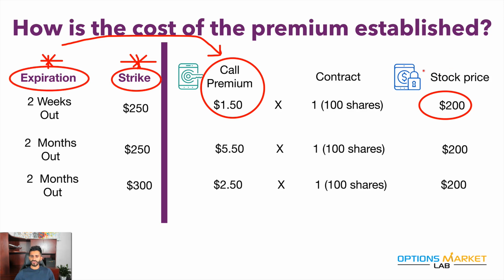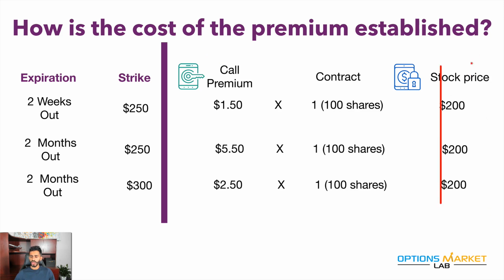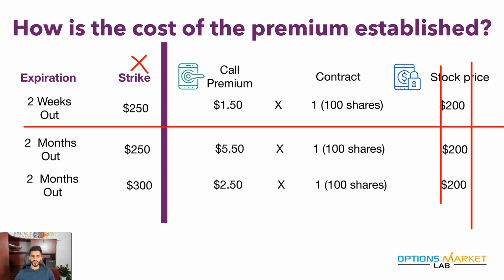Let's say the stock is trading at $200 right now. I'm going to give you three scenarios. In the first scenario, we buy a strike price of $250. In this scenario, I anticipate that in 2 weeks, the stock is going to go to $250. For me to control this for the next 2 weeks, I have to pay $1.50 per contract. So I have to pay $150 to control 100 shares at $250 for the next 2 weeks.